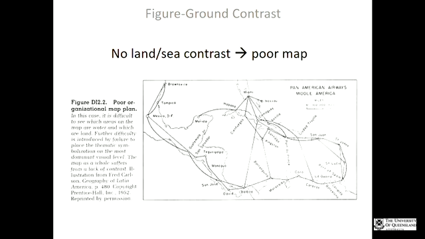Okay, so figure-ground contrast. This is an old map, actually, of Pan American Airlines flights in Central America. Can anyone see where the ocean is and the land is? Can you see the difference?